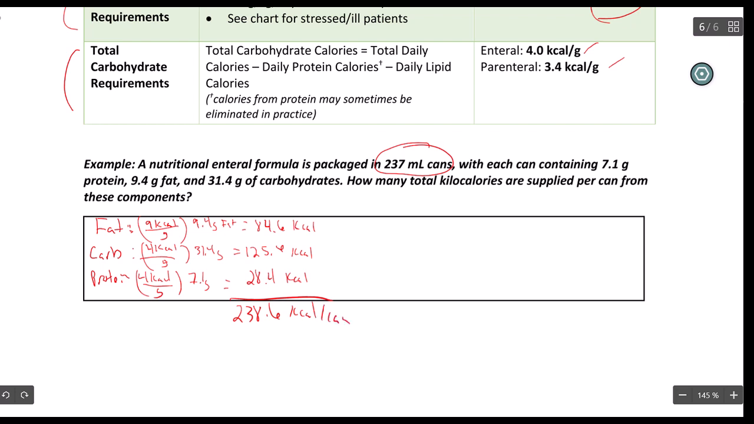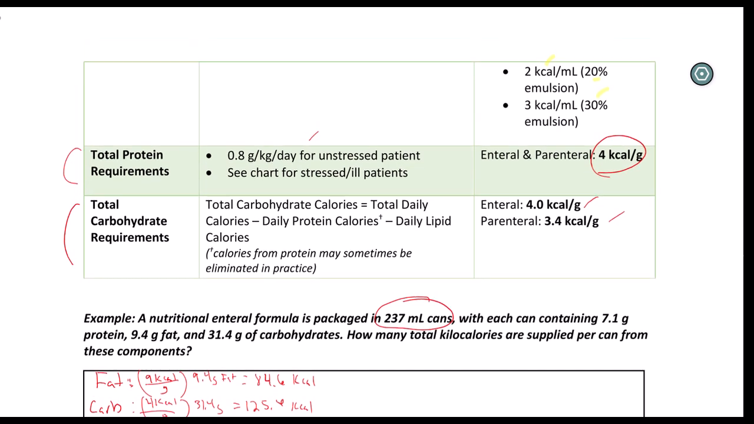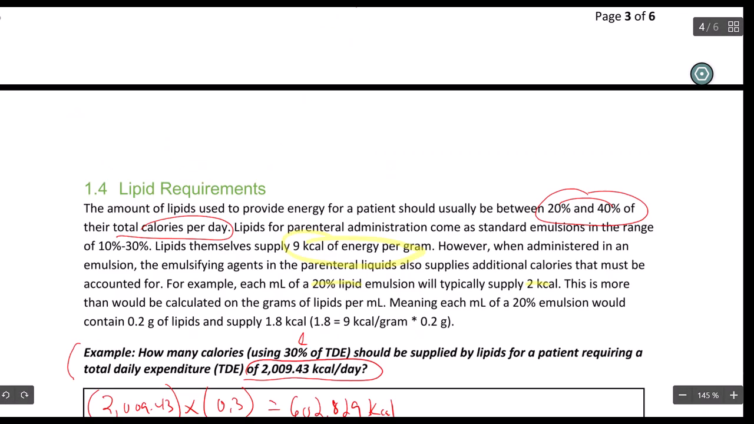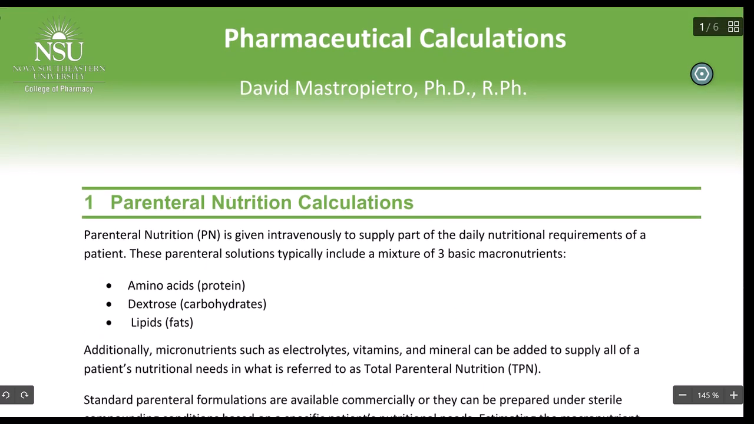Per 237 mL can. All right, so understand that there are different requirements, and the amount of calories supplied by carbohydrates, proteins, and amino acids if they are given enterally or parenterally is important. All right, so these are the numbers. As always, this is Pharmaceutical Calculations, your most important course because it is the only one that counts.